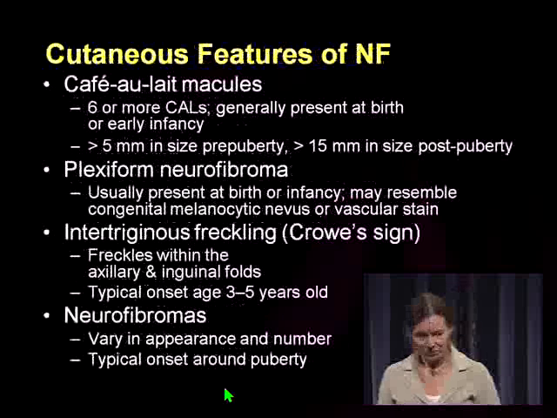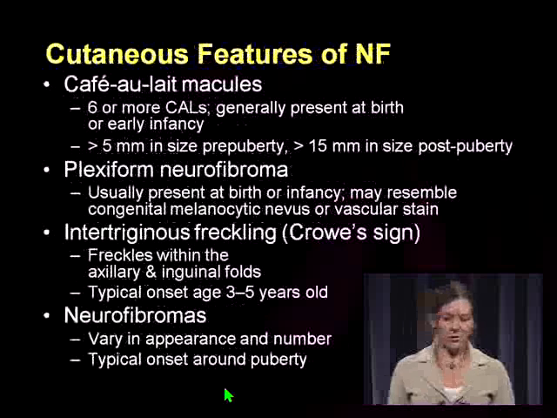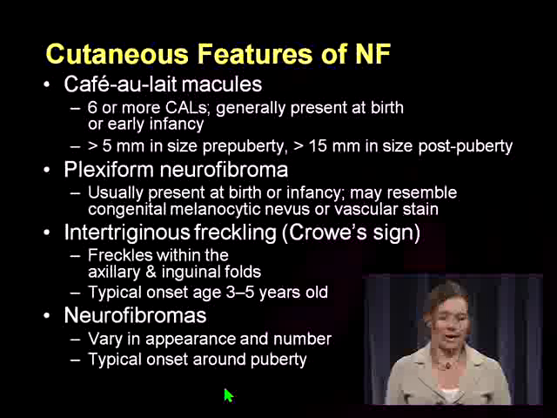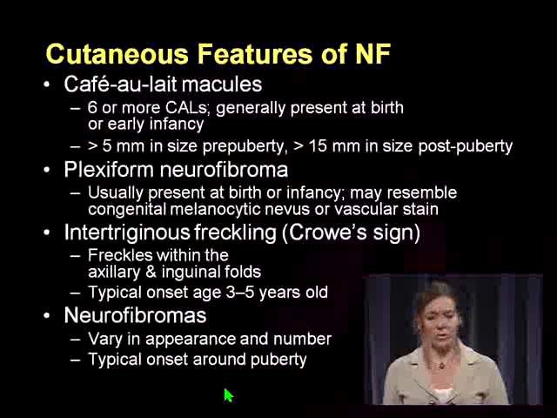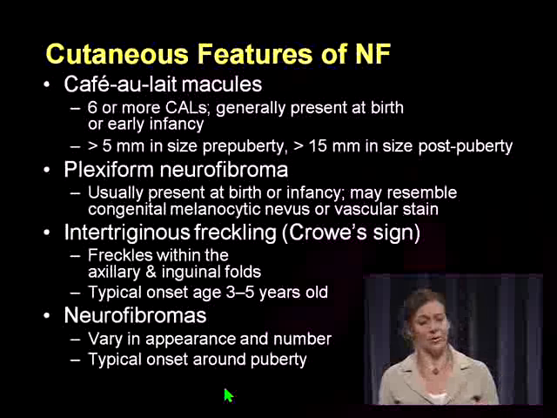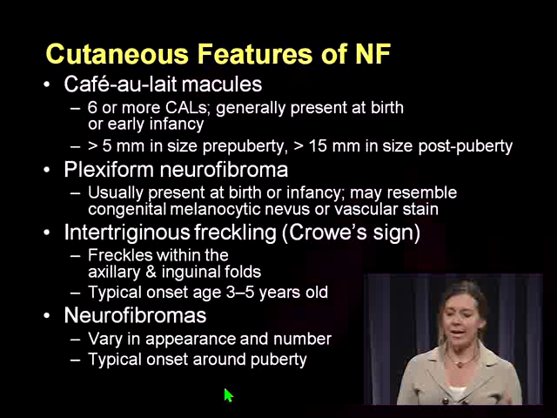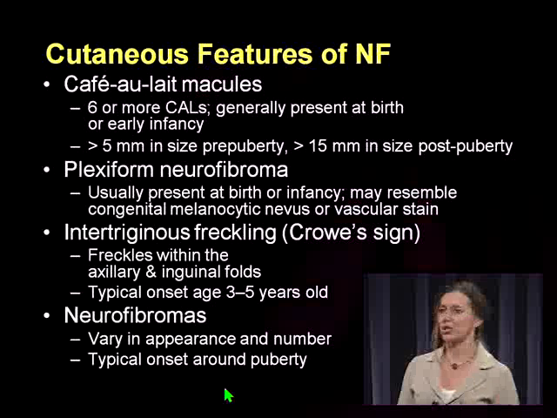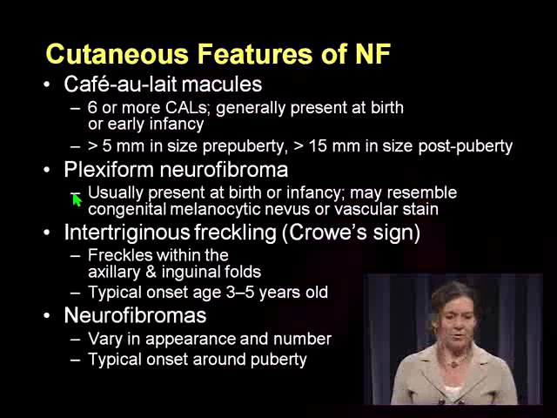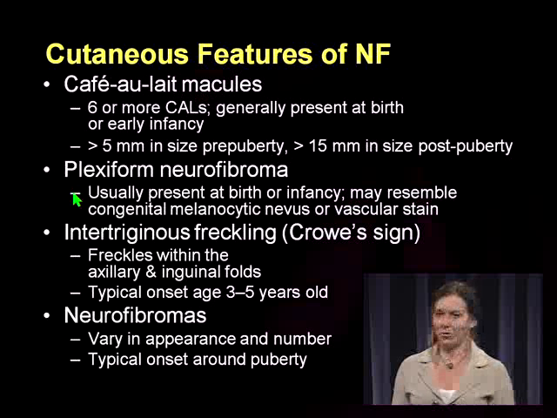So as far as the cutaneous features of NF, the first thing we usually see are the cafe au lait macules. And I think you want to know these criteria for the boards. You're going to have 6 or more cafe au laits that are more than 5 millimeters in size if you have a prepubertal child. And if it's a postpubertal child, those lesions should be greater than 1.5 centimeters in size. That usually is there at birth or early infancy. So if you see a kid who's 5 years old and only has 4 cafe au lait macules, the chance of them having neurofibromatosis is extremely, extremely, extremely low.